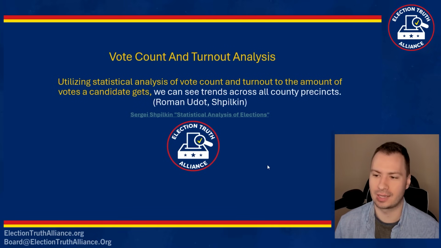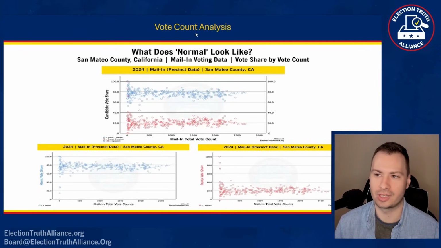Now we're going to look at the 2 different types of analysis. We're going to highlight Iowa. So you have your vote count and your turnout analysis. As I mentioned before, these are moderately based on the work of Roman Udot and Sergei Sphilkin. We linked his paper here, and I can bring this up in a follow-up. But the main takeaway is, what does normal look like? For the scatter plot, this is what we showed you before, but instead of turnout, it's just votes cast. So it's the same thing. The x-axis is how many votes were cast per precinct.